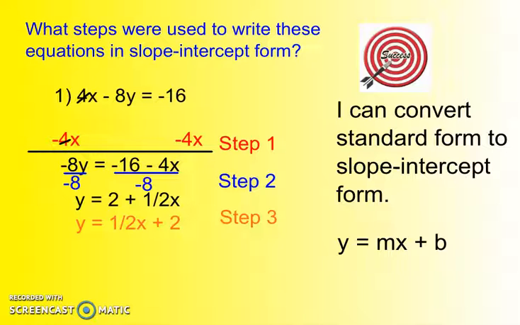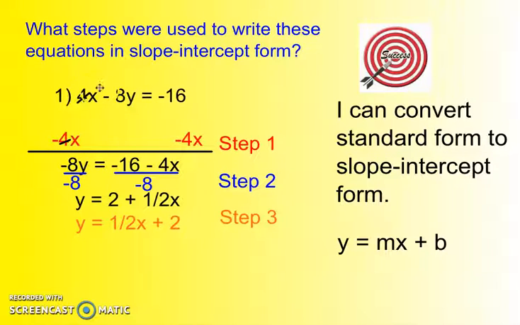Okay, so looking at our first problem, this is in standard form. What steps are going on in order for us to get to slope-intercept form? Well, I noticed that step number one, the x term is being moved from the left side to the right side. And remember, in order to move a term from one side to the other, we always do the opposite. So we do the inverse. So if this is positive, we do negative, or we do subtraction.